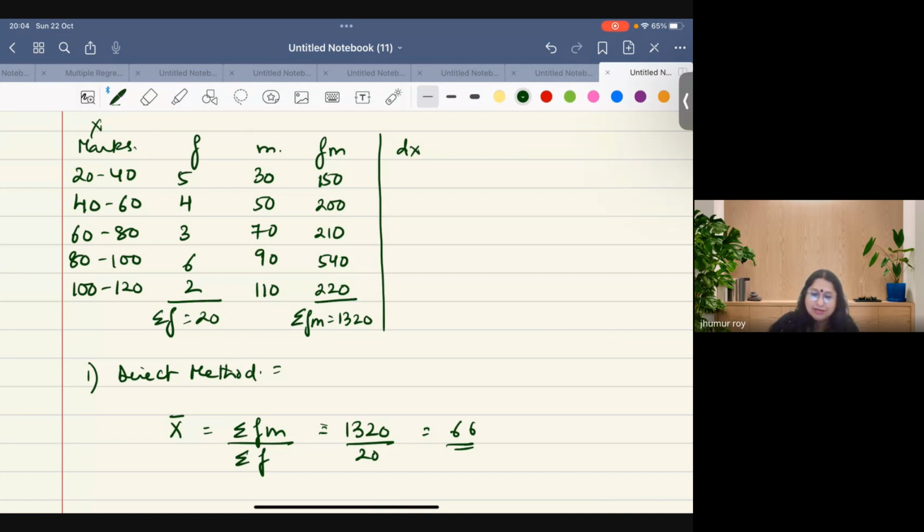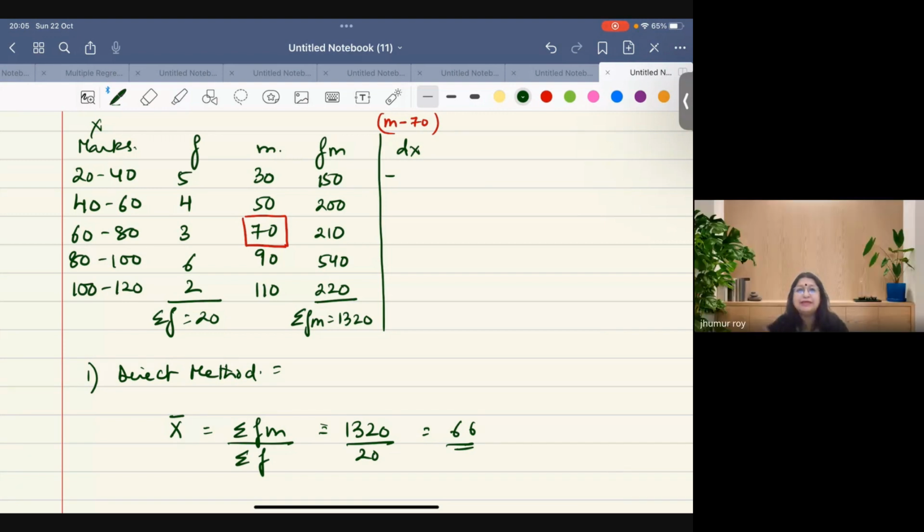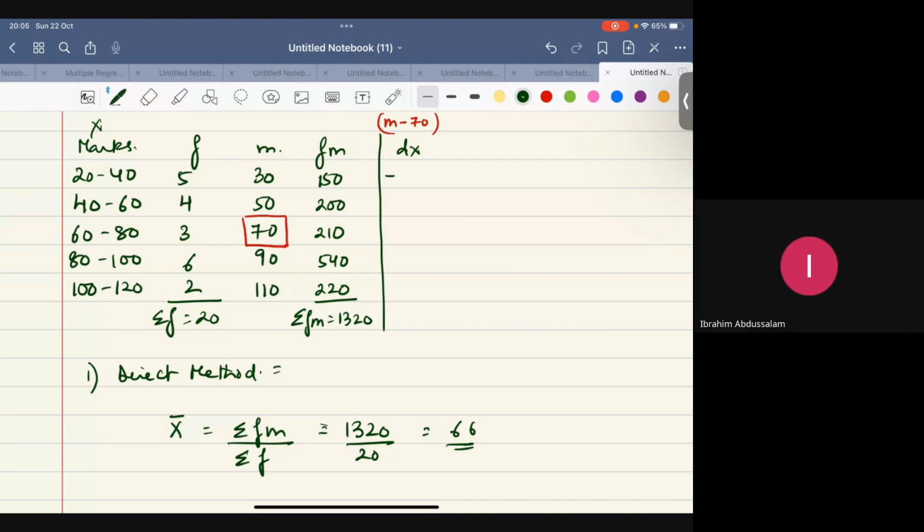Now for shortcut method, what do we have to calculate? dx. Correct? So for dx we will take one assumed mean. Let us take the assumed mean as 70. So what are we going to take? M minus 70. Calculate and tell me. Assumed mean is something which you can take as any value. Generally, it is better to take a central value because then the top values and down values become small values. It becomes easy to calculate.